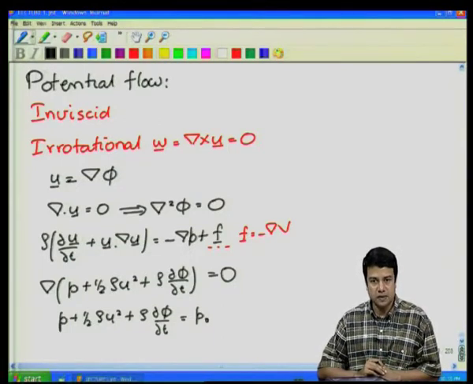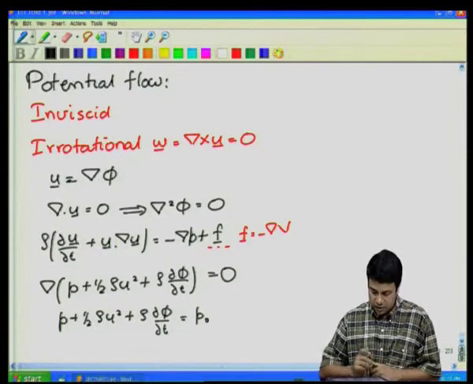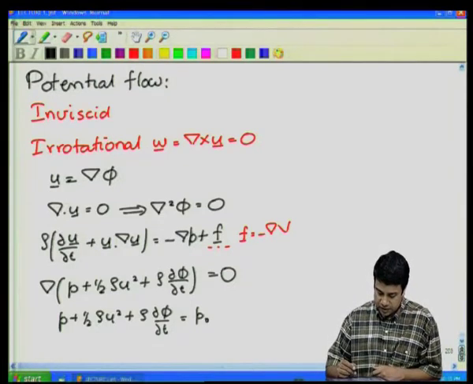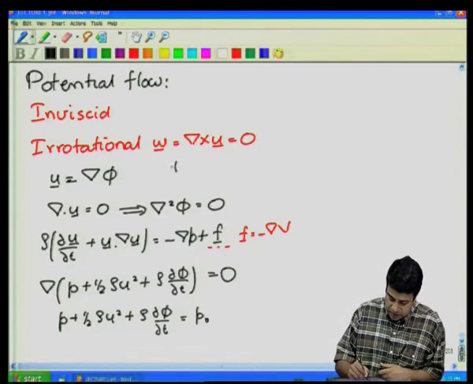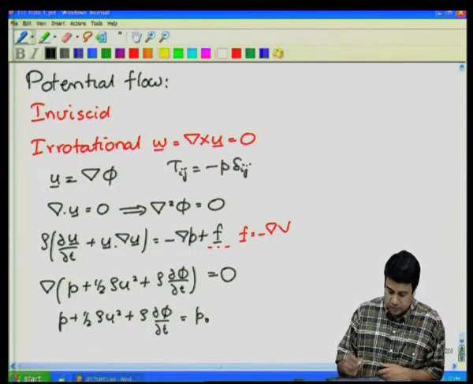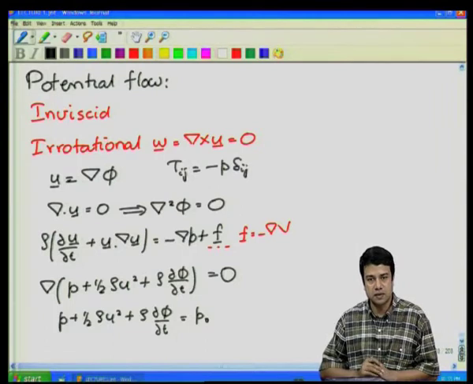The mass conservation equation is a Laplacian equation solved for the velocity potential, and the momentum conservation equation can be solved to obtain the pressure. The stress tensor in this case contains only the pressure alone, minus p times delta ij. So, it is isotropic, it contains only the pressure.